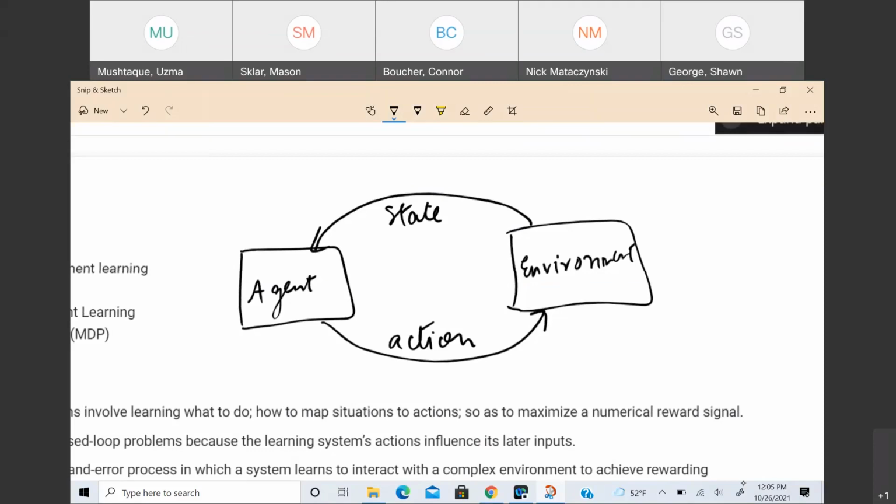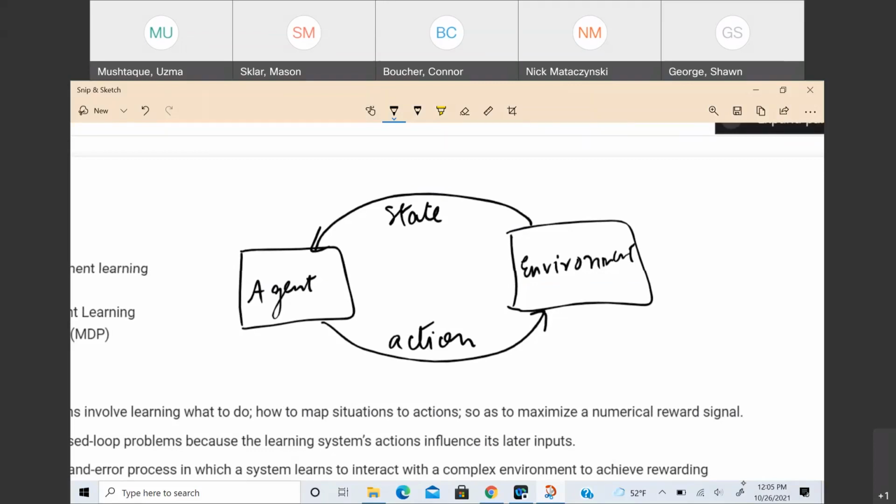So imagine a robot moving in some space. The goal of the robot is maybe to pick up some trash. So the environment is this room, for example, and the robot is actually moving in the environment.